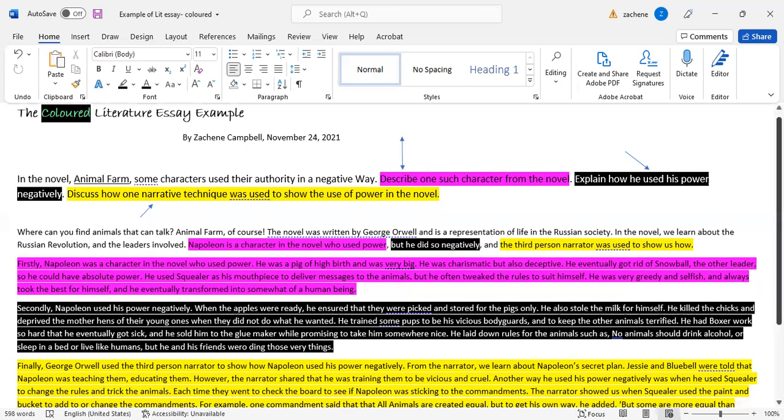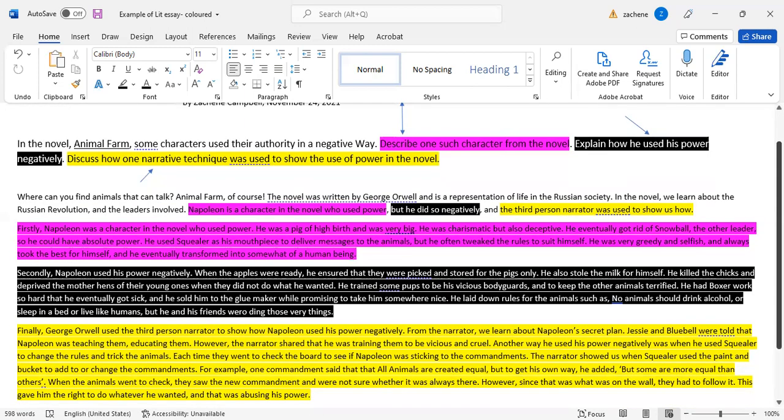We need to spend a little time with the question, looking at the instructions that we have been given in the question. The second thing that we do, of course, is that we get to planning our essay. So, having read the question, we need to make up in our minds now, all right? I need to describe one such character. Which character am I going to choose that uses authority, you know, in this novel?